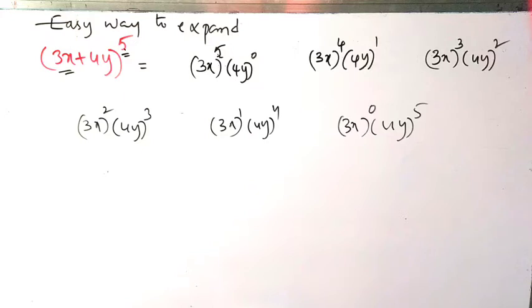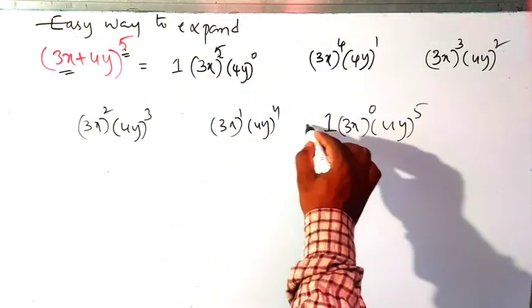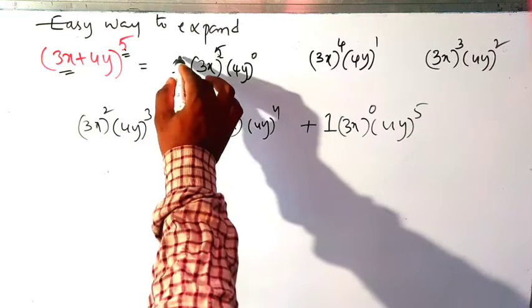First and last coefficient is always 1, for all values, for all expansions. So we take here, this is 1, and this is also 1. Okay. First one and last one. So then after we find out the second one. How to write here?